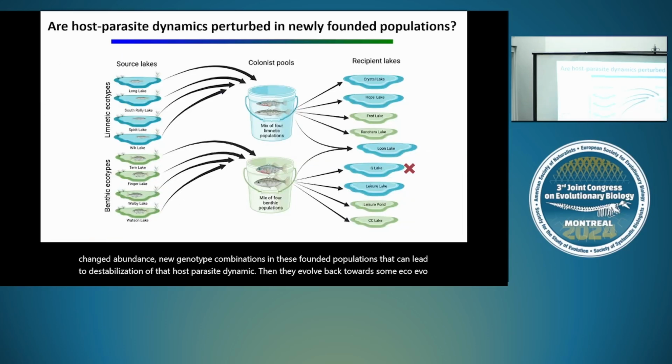So our experimental design is this. We had 8 source lakes that had native stickleback. 4 of them were benthic ecotypes.